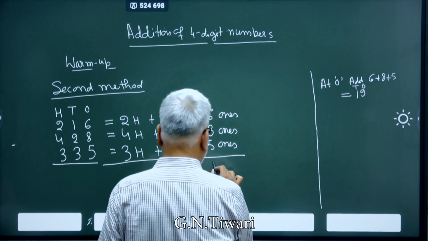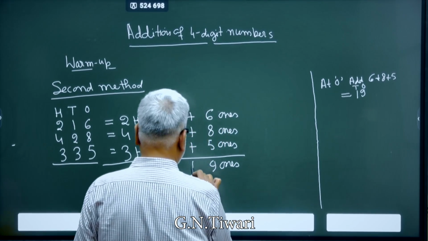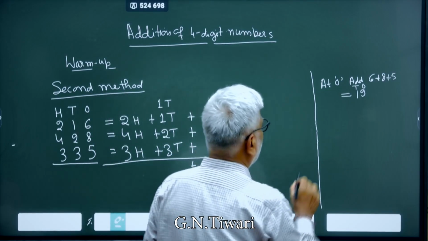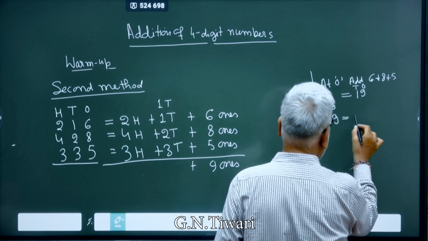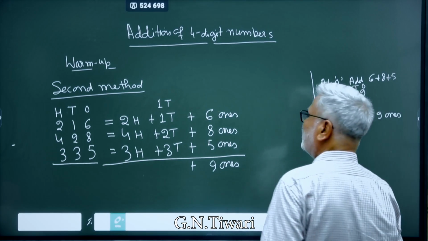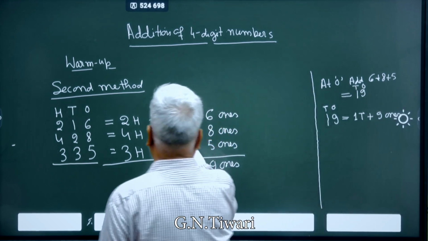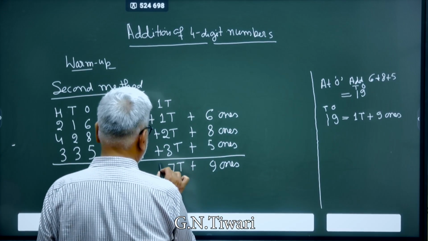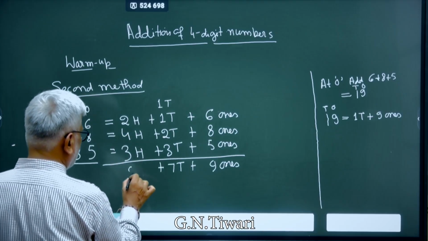Write 9 ones plus carry over 1 here, 1T, because 19 is equal to 1T plus 9 ones. I have already explained this expanded form. Now add this one again. 1 plus 1 2, 2 plus 2 4, 4 plus 3 7T, plus 4 plus 2 6, 6 plus 3 9H.